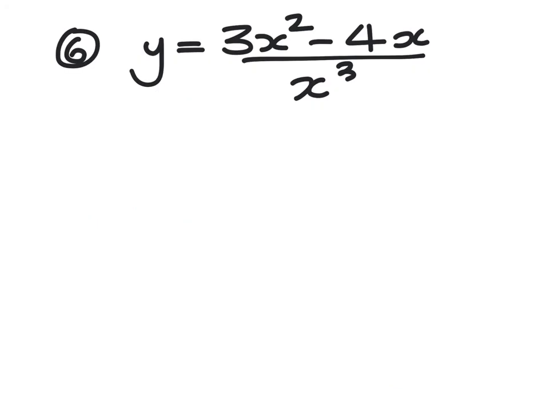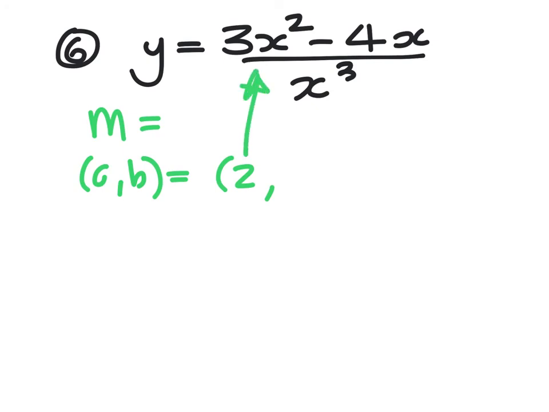Question number 6. Like number 1, find a tangent, so we need a gradient, and we need a point a, b. Now the question only tells us the x number. So how do we work out the y number? We just simply put 2 back into that formula, and that should tell you what this number is. Nice and easy.